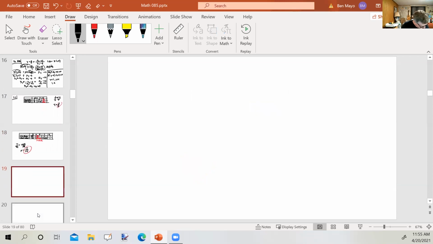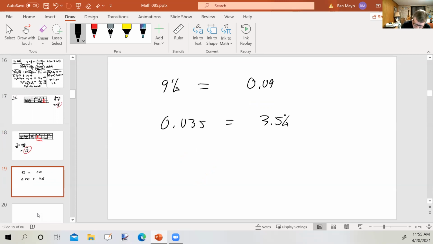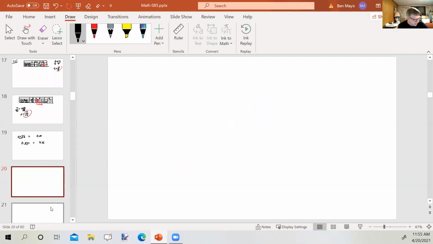All right. Next, how would you write 9% as a decimal? 0.09. How would you write 0.035 as a percent? 3.5%. So to convert from a percent to a decimal, you move it 2 places to the left and drop the percent sign. To move it from a decimal to a percent, 2 places to the right, and add a percent sign. Do you remember that? Yes. Okay. Those are the warm-up exercises. Now let's get to the actual problems.